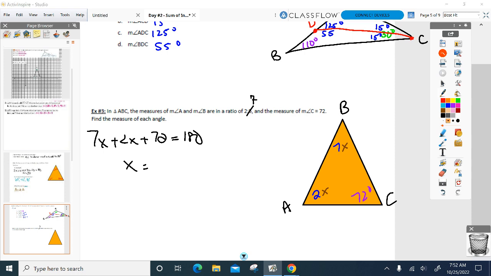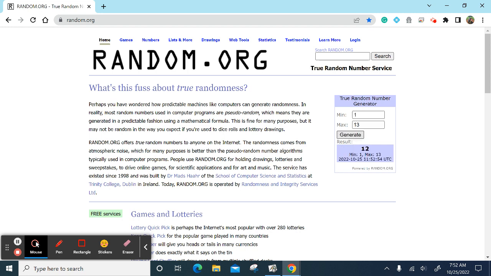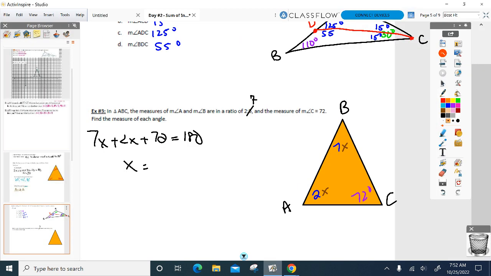How about x before we get to the rest of the problem? 12 again, x. 12. Look at that. It knows. I think this generator knows. It listens. It's like your phones, right? They listen to you.